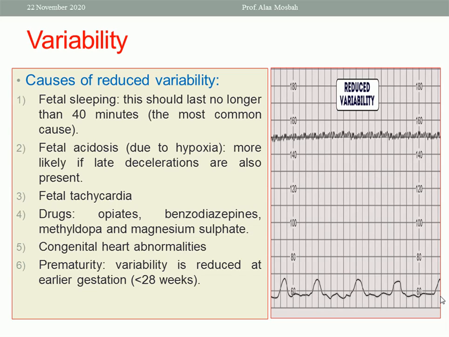Or maybe due to fetal tachycardia or drugs like opiates, methyldopa, magnesium sulfate, or benzodiazepine, or maybe due to congenital heart abnormalities or prematurity. As you see, variability is reduced at earlier gestation, less than 28 weeks gestational age. As you see here, there is reduced variability. Definitely it can be seen.